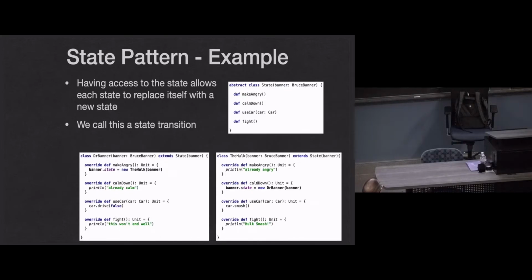If he's the Hulk and someone calms him down, we have a state transition back to Dr. Banner. So if he's the Hulk, we call calm down. Now we have all this behavior because that variable named state is going to store an object of type Dr. Banner. And when we defer to that state for its functionality, it's going to give us all the Dr. Banner behavior from these Dr. Banner methods.